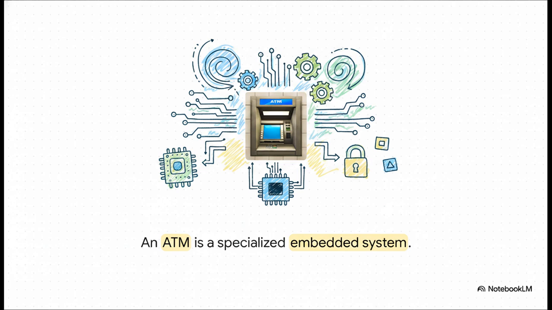So an embedded system is essentially computer hardware that has software permanently embedded, or baked right into it, to perform a very specific task. An ATM is a brilliant illustration of this. It's a complex piece of hardware for sure, but its software is strictly dedicated to handling financial transactions securely. It doesn't browse the web, it doesn't play video games, it does one thing, and it does it exceptionally well.